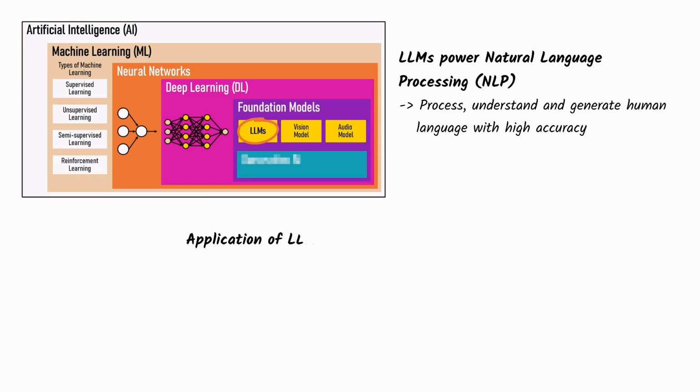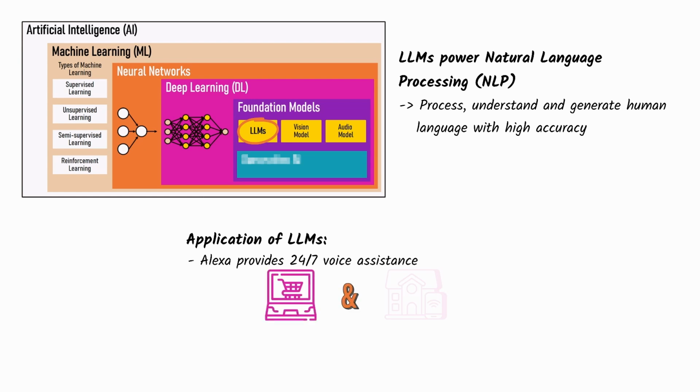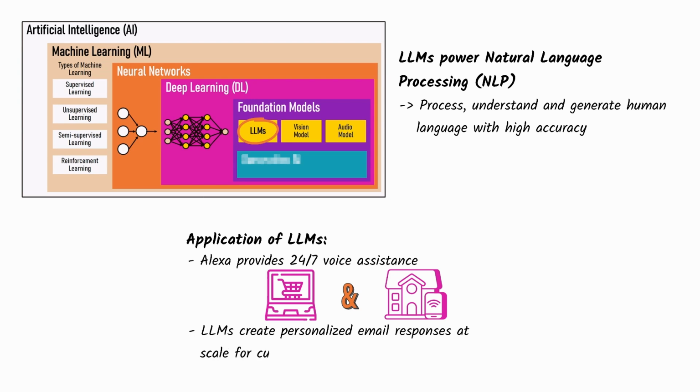As a real-world application, Amazon integrates LLMs into its customer service. Alexa provides 24/7 voice assistance for shopping or managing smart home devices. LLMs generate personalized email responses at scale for customer support.